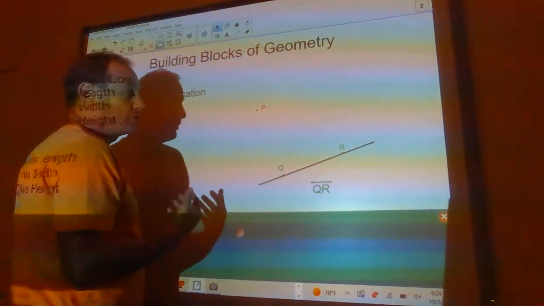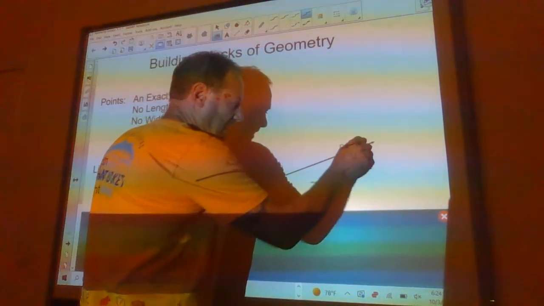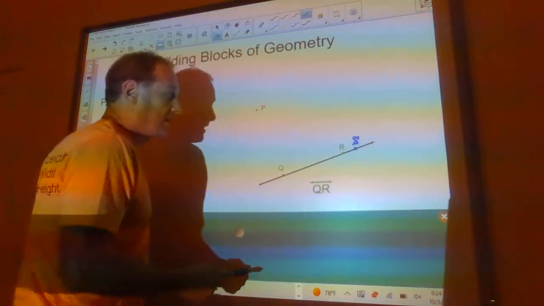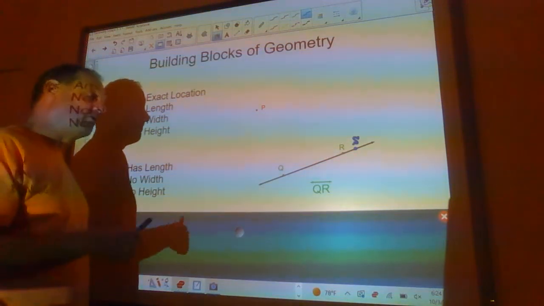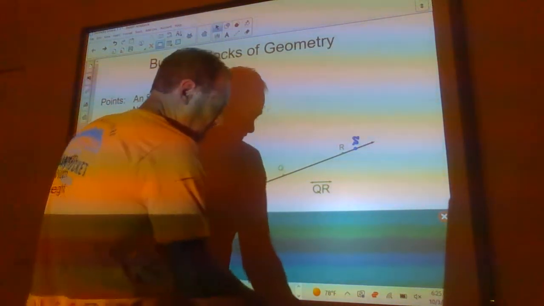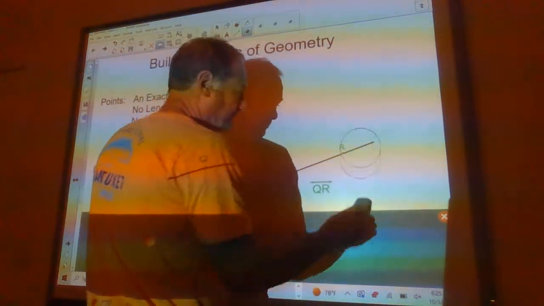Now, I can pick any 2 points that I want on the line. So if I had another point here, I had S right here, I could call this line QS if I wanted, or I could call it line SQ if I wanted, or I could call it line SR or RS. Doesn't matter. Just pick 2 points on the line and you're good to go.